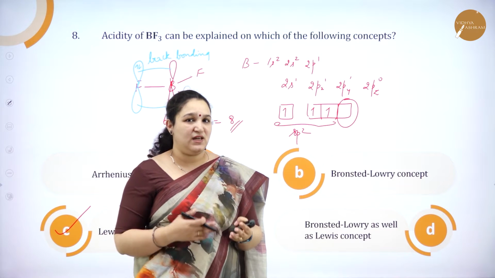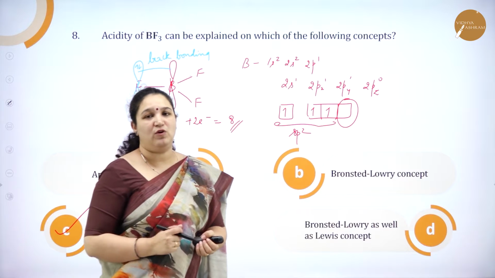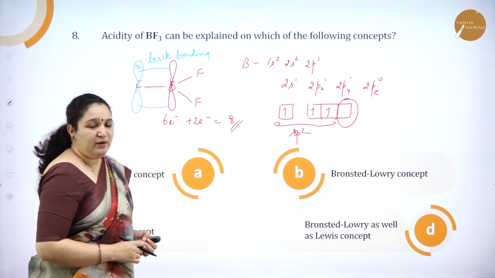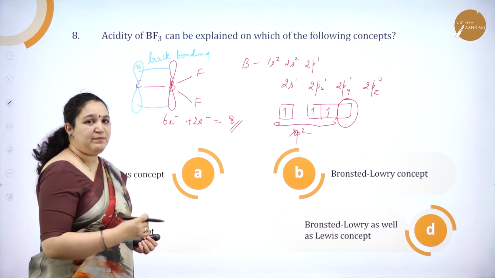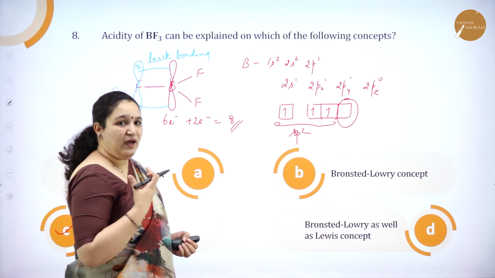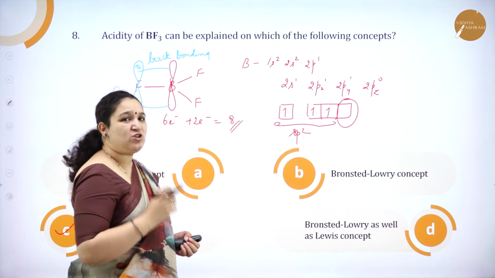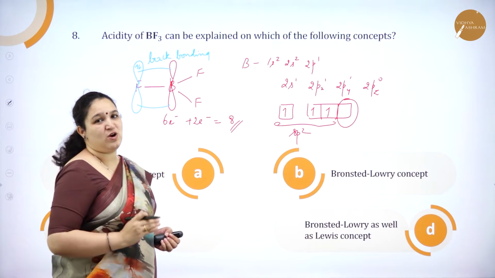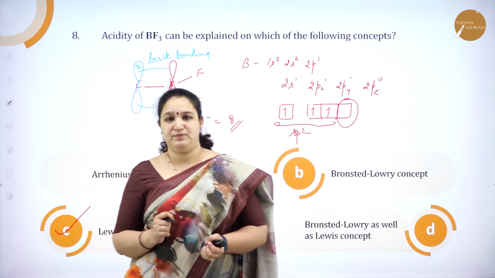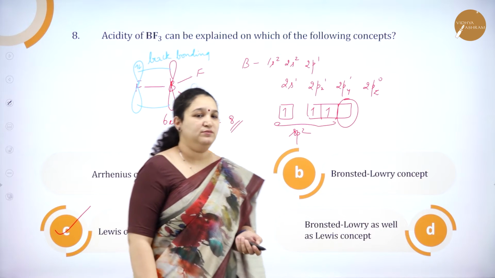So there are two ways of explaining the acidity of boron trifluoride. But in both the cases, what is happening? Boron is accepting electrons. When it is based on electrons, which concept is it? It is Lewis concept. It is very clear. So it is option C which is the answer. Fine. Next question.